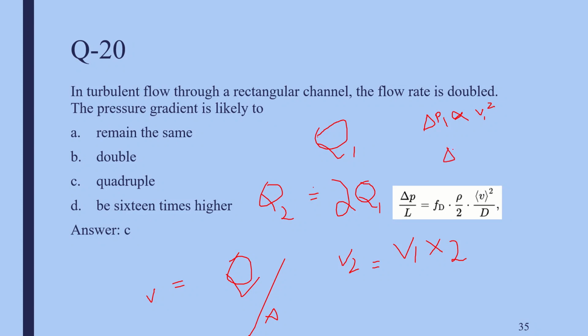So del P2, what would be happening? It is approximately proportional to V2 square, right? So it is V1 square into 4. So the answer is 4 times, it is likely to increase. So the pressure gradient is likely to quadruple when we double the flow rate. In turbulent flow through a rectangular channel, when the flow rate is doubled, the pressure gradient is likely to quadruple. So option C is the right answer.